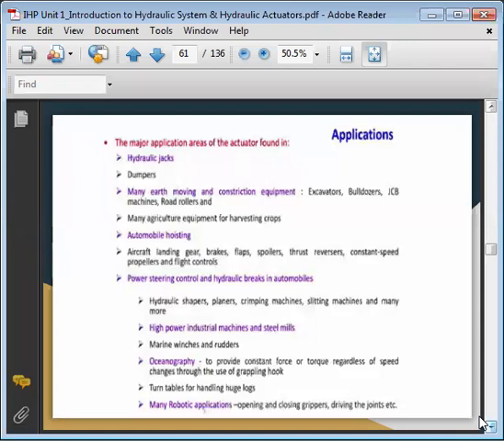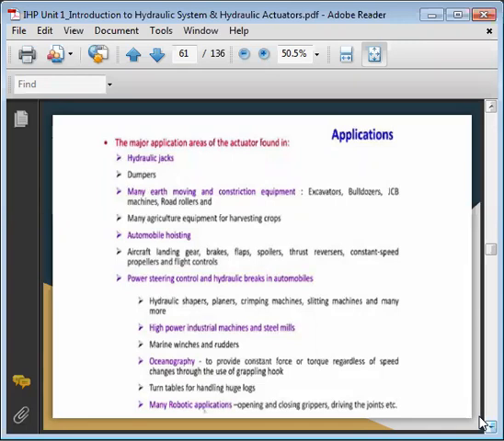Then automobile hoisting, aircraft landing gear, brakes, flaps, spoilers, thrust reverser, constant speed propellers, and flight controls, where different types of actuators are used. Then power steering control and the hydraulic brakes in the automobile. There also the actuators are there. Hydraulic shapers, crimping machine, planer, slitting machine. Many more applications are there where the actuators are used.